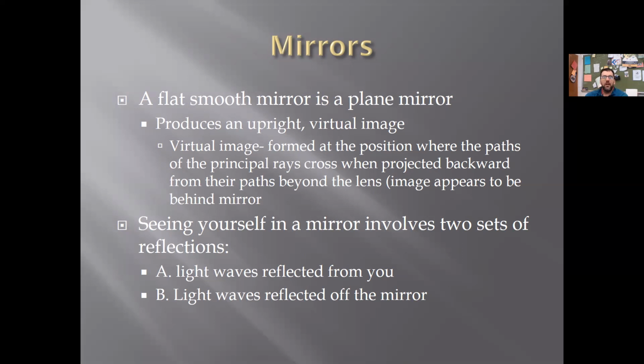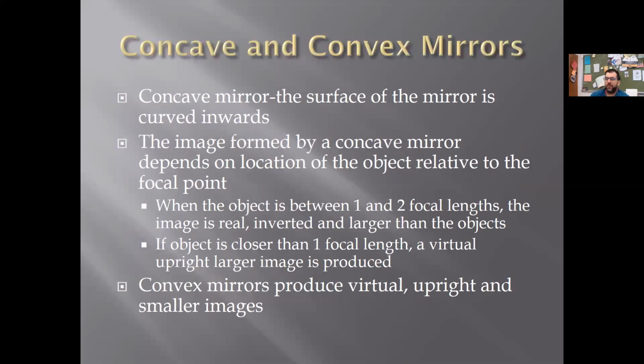So a flat, smooth mirror is a plane mirror. Then there are convex and concave mirrors. A concave mirror is a mirror whose surface is curved inwards. Caves go in. And remember, mirrors reflect. A concave mirror is a mirror that curves inward.